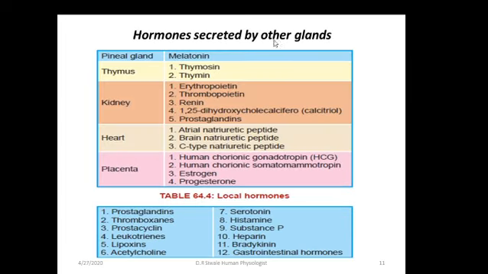Okay, we also have hormones secreted by other glands, just to help you know this. For example, do you know that the heart can also secrete hormones? We have the atrial natriuretic peptide, which works hand in hand with aldosterone. Okay, so you can look at these later on. Even the kidneys secrete hormones.